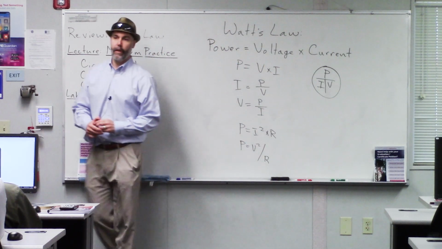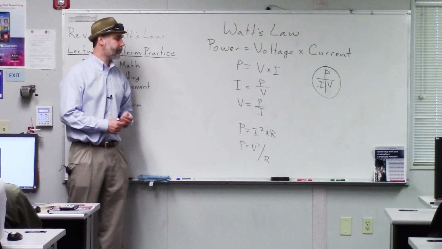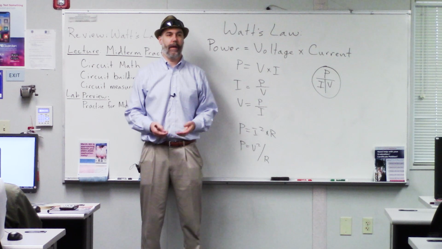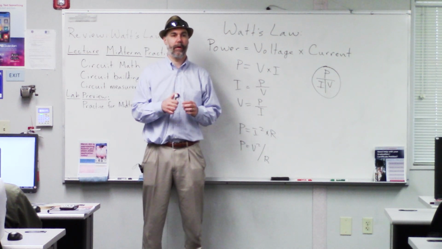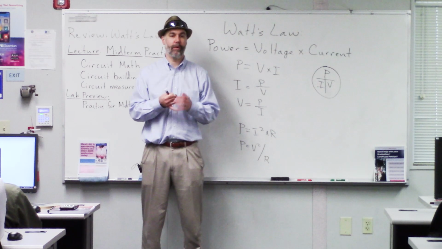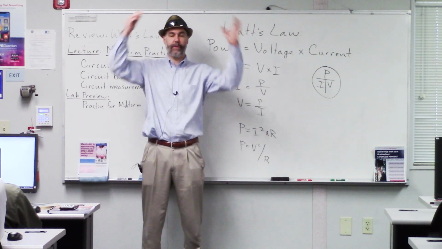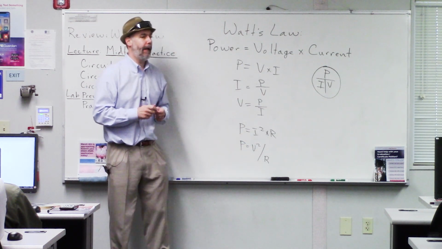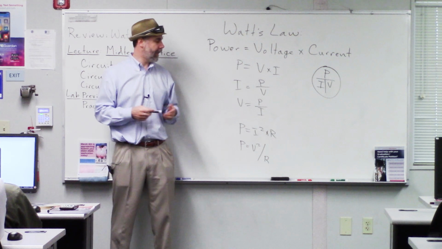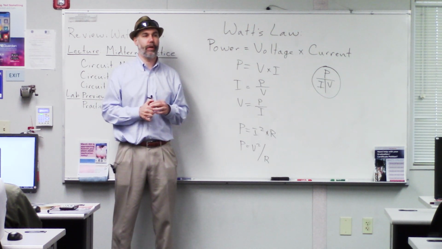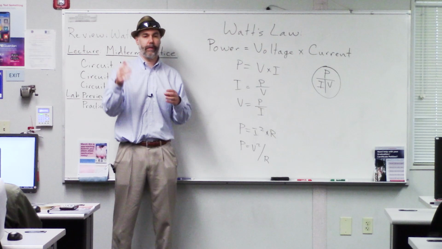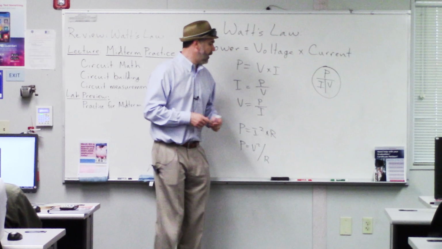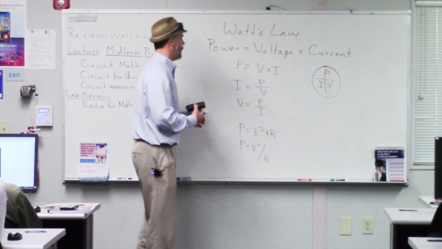Okay? And there's a chart on page 53, I think, in your lab book, that circle, where in the center of the circle are the things that you might want to find: power, voltage, current, and resistance. And then around the outside of that circle, there are the formulas for finding those things. Okay, so if you have a question that's asking you to find one of those things, you can refer to that chart and then just look for the formula that includes the things that you know. Okay? So let's do an example of Watt's law here.